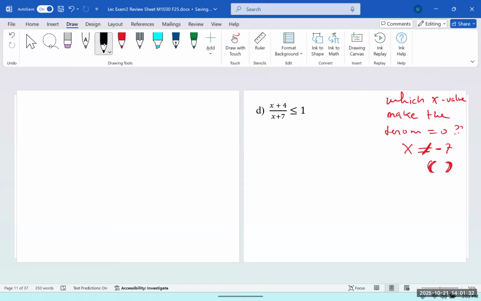And then we multiply both sides of the inequality by x plus 7, so the denominator cancels out. We have x plus 4 less than or equal to x plus 7. Right?